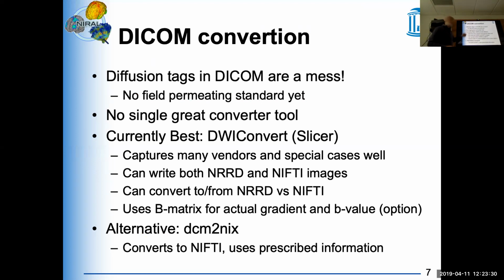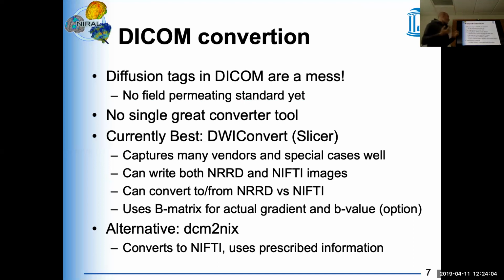So with some Philips scanners, if you use DICOM to NIX, actually it should be DICOM to NIX, you can get into problems because the gradients in the DICOM header are not specified in the image space, but rather in the scanner space. And so there has to be a conversion of those gradient directions into the image space. And that is difficult to do if you're not capturing it, and DWI Convert captures it as well. Now here at UNC, you don't need to care. We don't have Philips scanners.